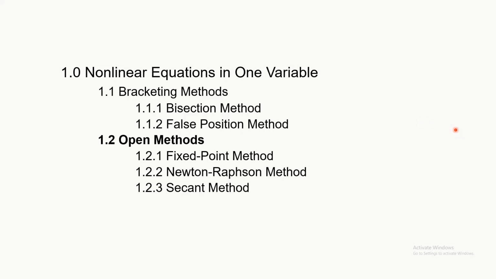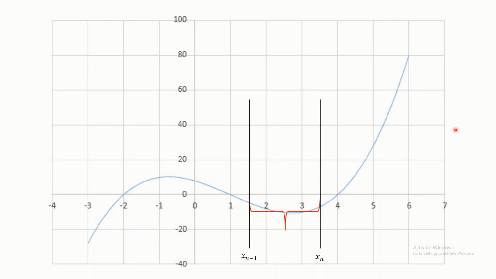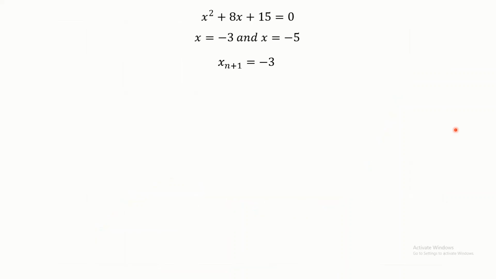So let's start. Open methods are methods or processes that require only a single starting value of x or two starting values that do not require bracketing the root. It means that if I have an equation x squared plus 8x plus 15 equals 0 with roots of x equals negative 3 and x equals negative 5, the solution will possibly converge with the initial limits of x equals negative 2 and positive 1.